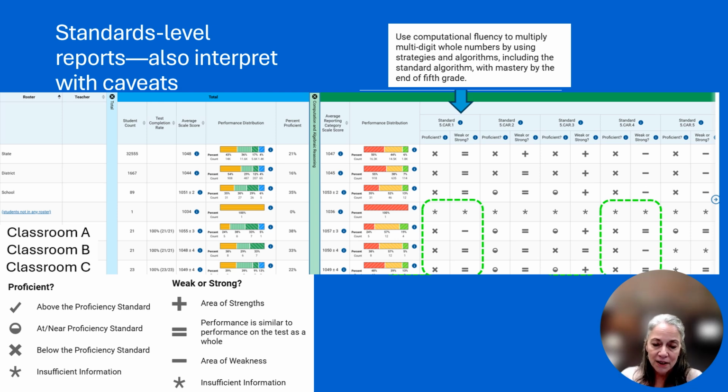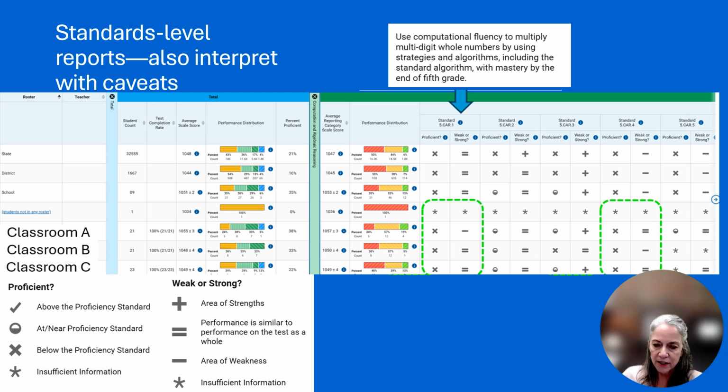So underneath the standard itself, I have a column that says proficient question mark, and then another column that says weak or strong. And the proficient column has these symbols that I've put down here at the bottom. If it's a check mark, it means they're above the proficient standard. If they have this half circle, they're at or near the proficient standard. If they have the big X, which all 3 of these classrooms do, then it's below the proficiency standard. And if it has the asterisk, it's insufficient information to tell.